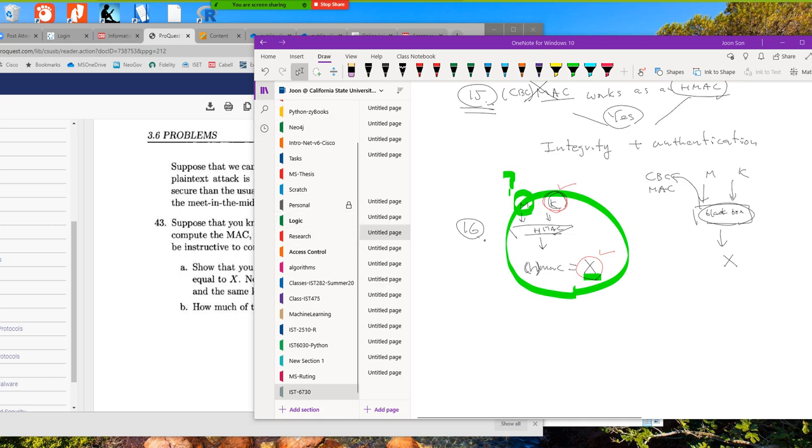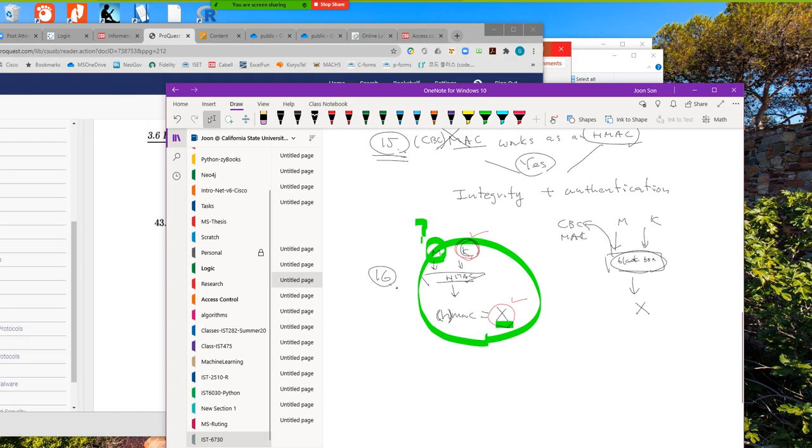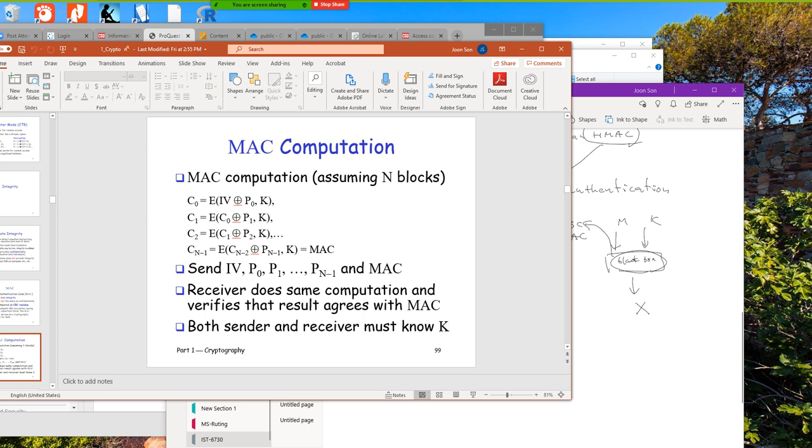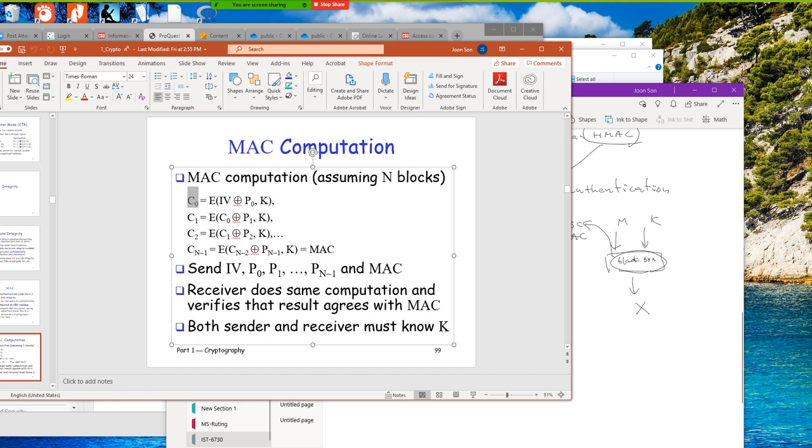This is something that I want you to know, based on the lecture notes. If you know the P0, and you know the K, and assuming that you know the IV, which maybe you can easily find out, then you can guess C0. So this is not really one way.